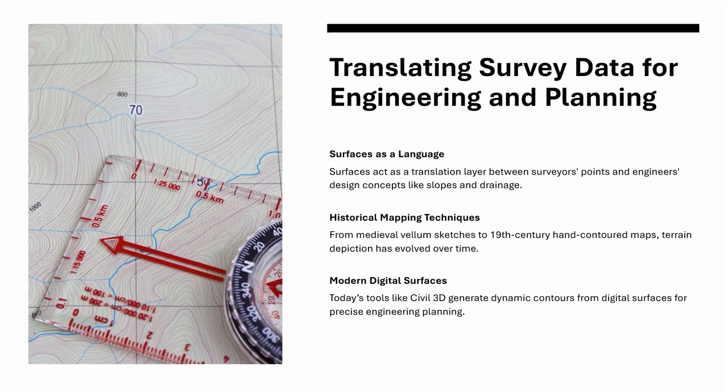Historically, this translation has always existed. Medieval surveyors sketched ridges and valleys on vellum with ink that suggested certain terrains. By the 19th century, cartographers drew hand-contoured maps with painstaking attention. Today, we use Civil 3D, which dynamically generates contours from digital surfaces. The principle is the same across time. Raw measurements must be turned into continuous pictures of the land before they can be useful.